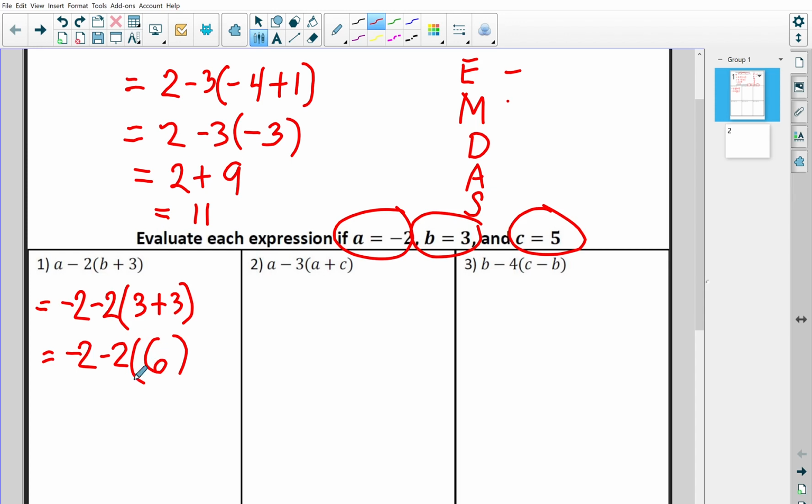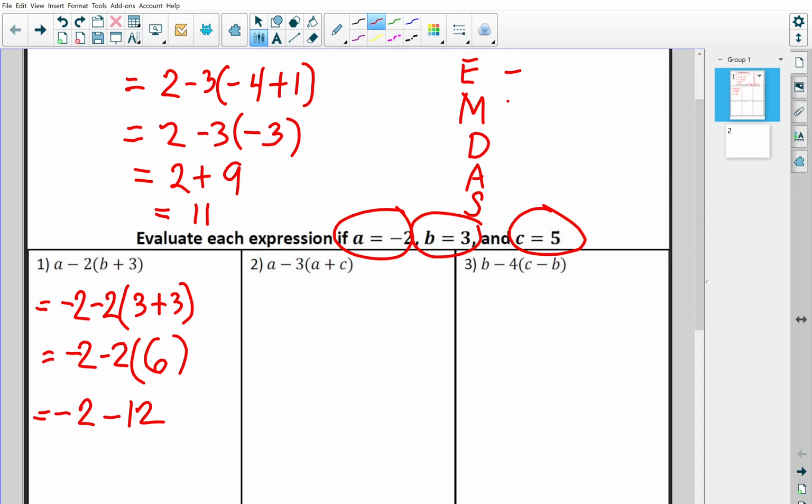Again, there's multiplication here. It's between negative 2 and 6. So we multiply negative 2 and 6, which is equal to negative 12. Copy negative 2 here, and then proceed. There's actually no division, so we do addition and subtraction.